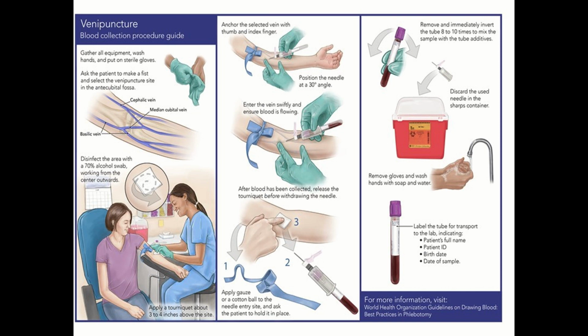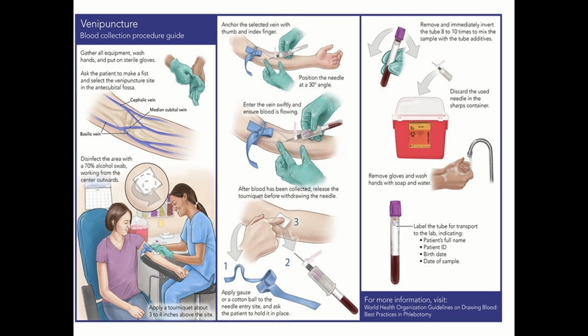Then you anchor the selected vein with your thumb and index finger. Once you have applied the tourniquet, position the needle at a 30-degree angle. So angle is very important. If you put it at the right angle, you immediately get the blood. Enter the vein swiftly and ensure blood is flowing. Then after the blood has been collected, release the tourniquet before withdrawing the needle.